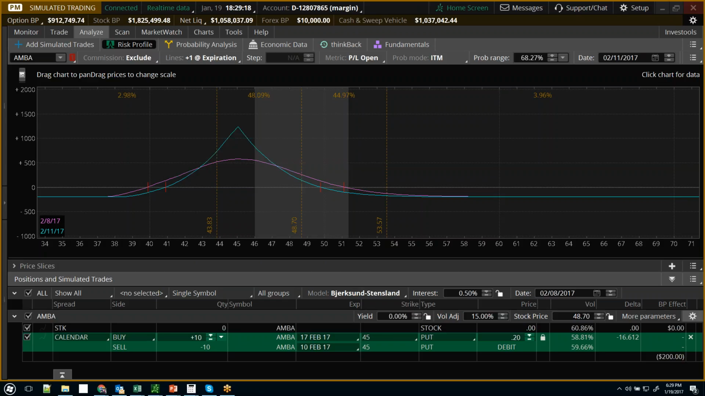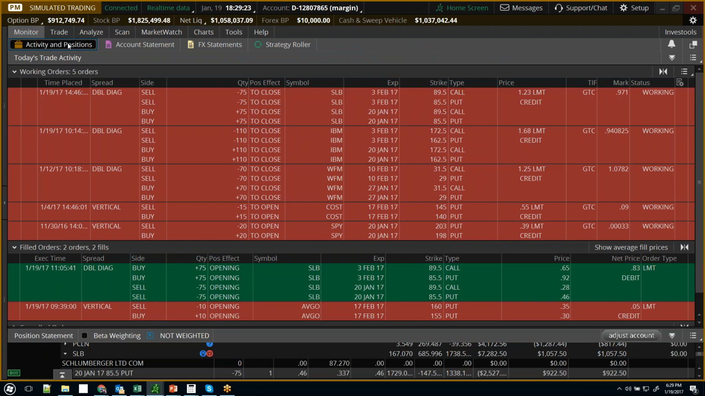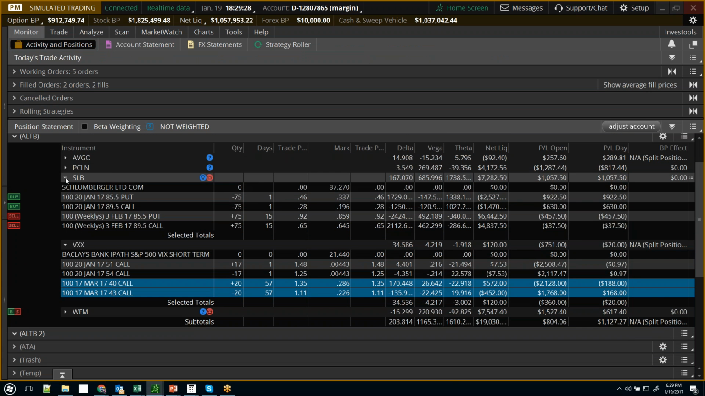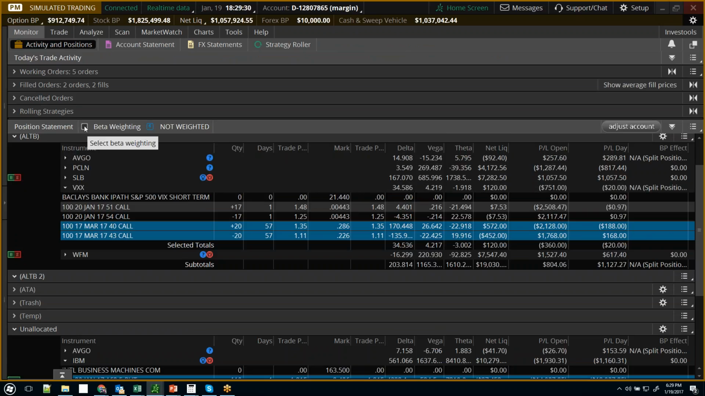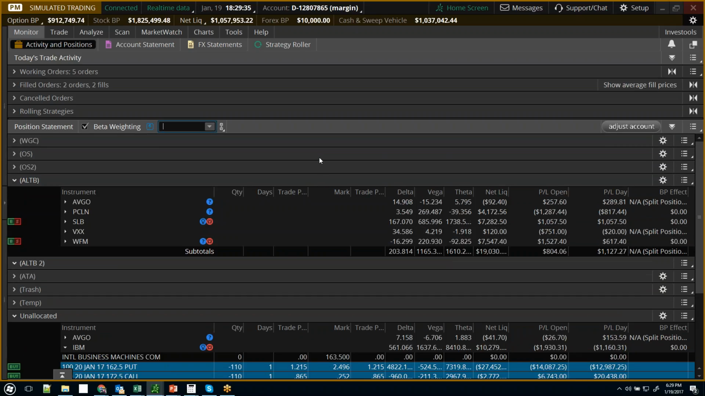In fact, here, monitor, activity, positions, and so on. Let me get into one of these. I'm going to use this button right here, which is called beta weighting. And that basically means that I'm going to beta weight against SPY. If the market were to move, what would my overall exposure to this or that be? Now, I don't know why it's balking on the delta. I think I must have some bad things in here, but I don't have a high amount of delta, period.